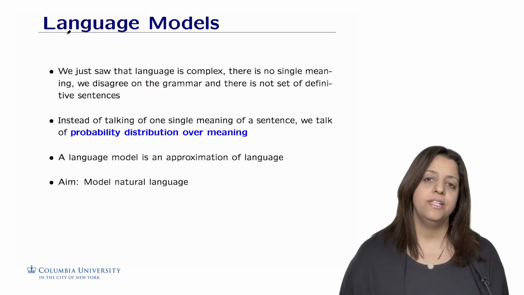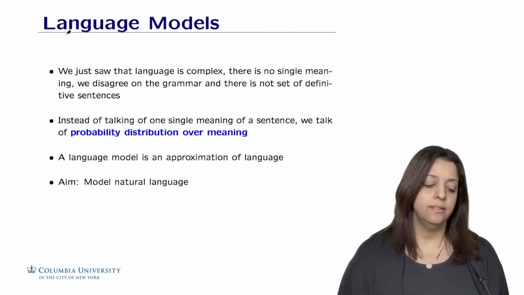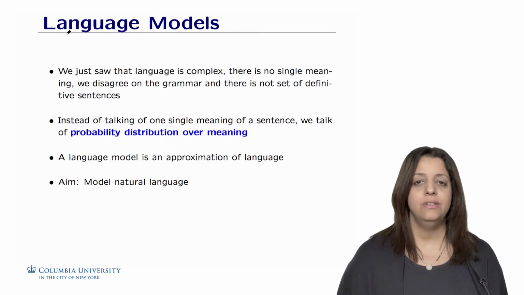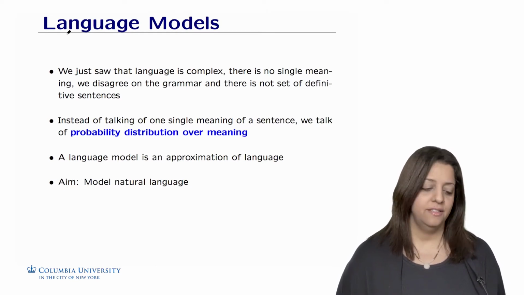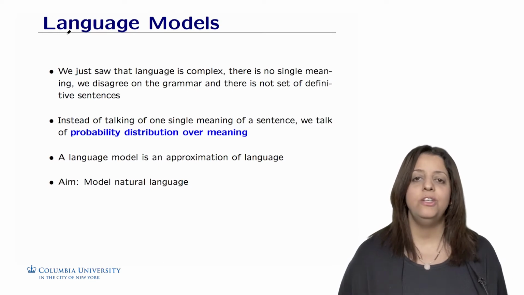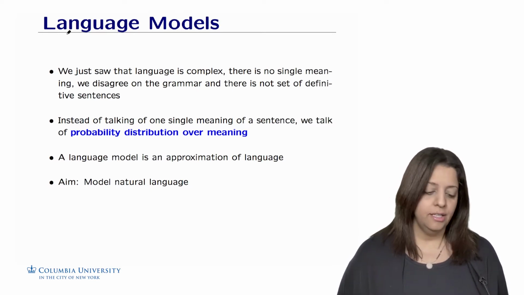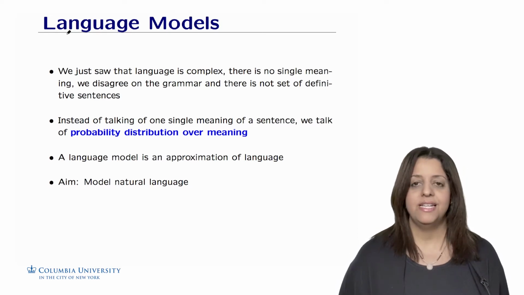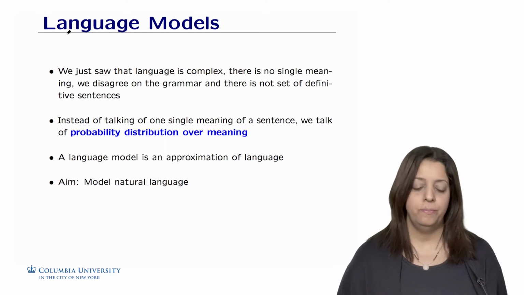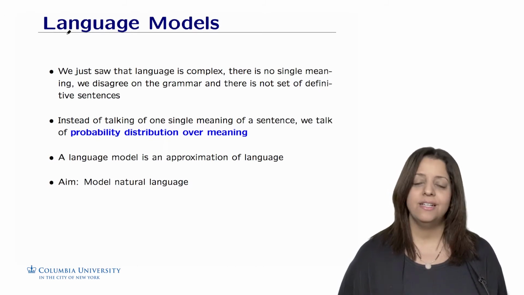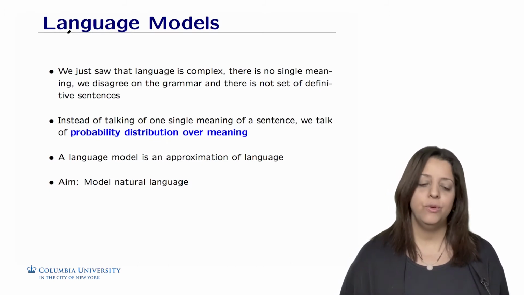We saw that language is complex. There is no single meaning, we disagree on the grammar, and there is some ambiguity. There is also not a set of definitive sentences because we are creating new sentences and new language every day. Instead of talking about one single meaning of a sentence, we're going to talk about a probability distribution over meanings, which takes us to the topic of language models, which is an approximation of language.